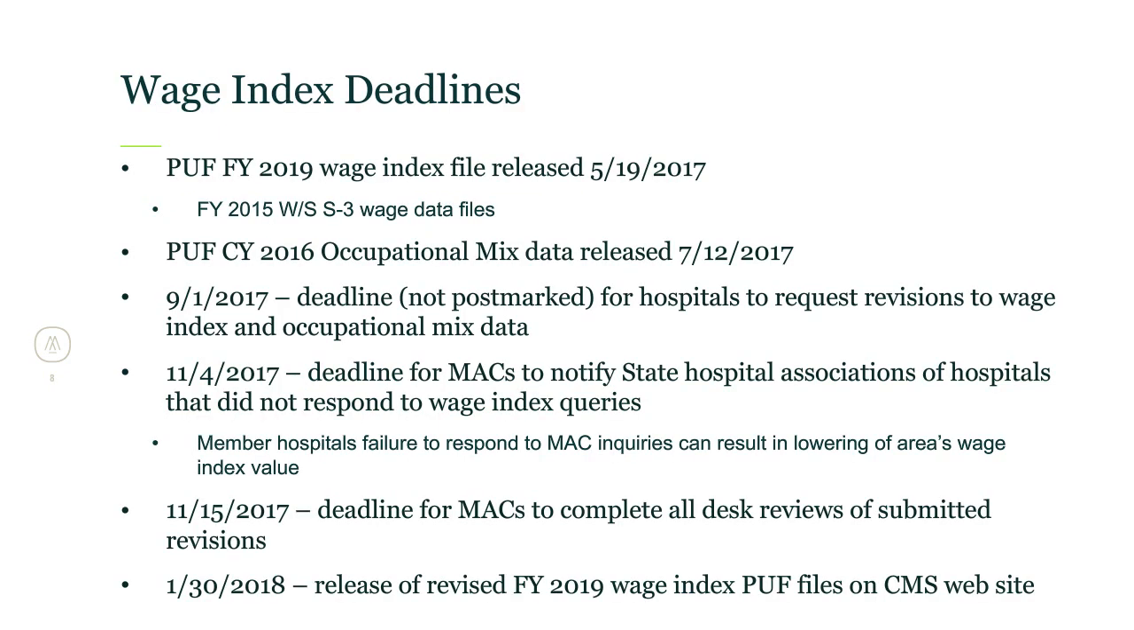On your screen is the CMS Federal Fiscal Year 2019 Wage Index Timetable. We're currently beginning to see the MAC ask for documentation supporting filed or corrected wage index and/or occupational mix data. And this process is going to continue through the middle of November 2017. On January 30th, 2018, an updated public use file, or PUF file, will be released incorporating the MAC's adjustments to wage index data. Hospitals will be able to view their data to determine if it is accurately stated.